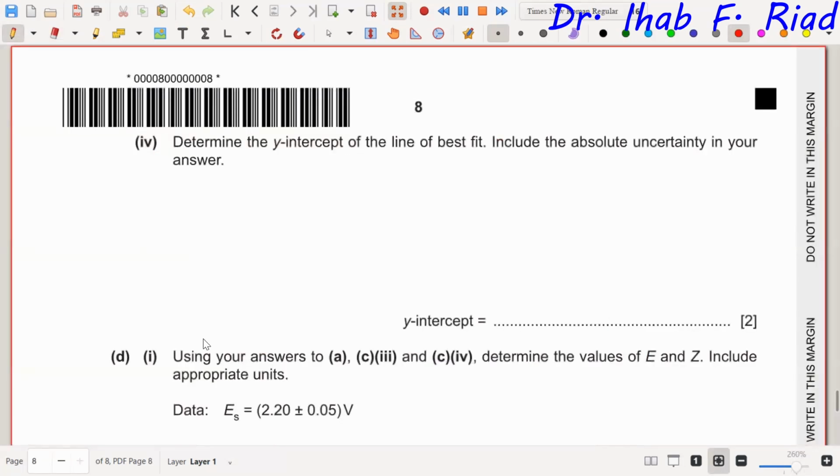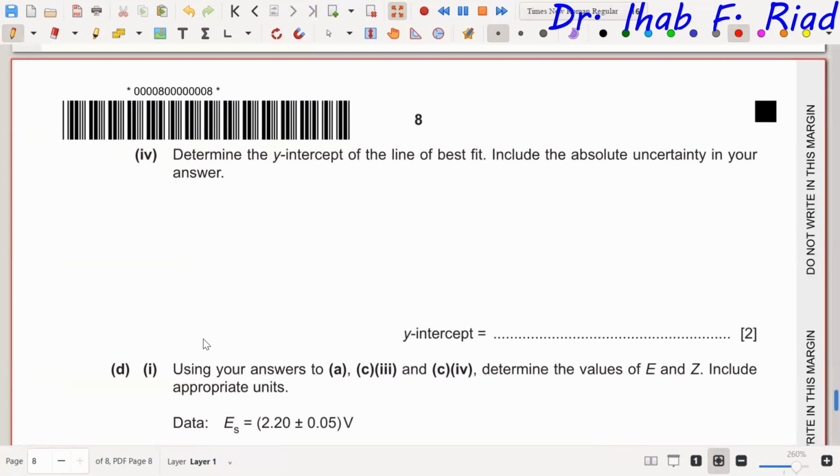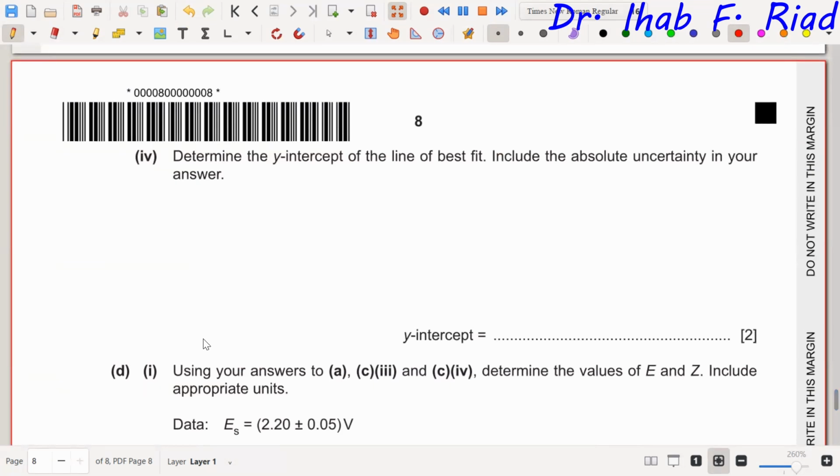Okay. So determine the intercept and include the absolute uncertainty. How should we proceed? We will write y equals mx plus c. Then we find 2 data points, one from the best fit and one from the worst fit. Okay. So these are the values I got.